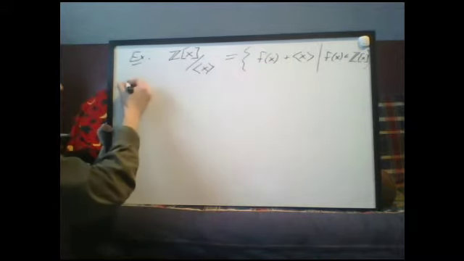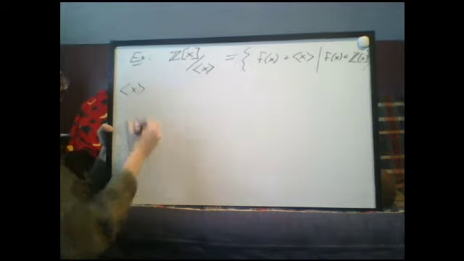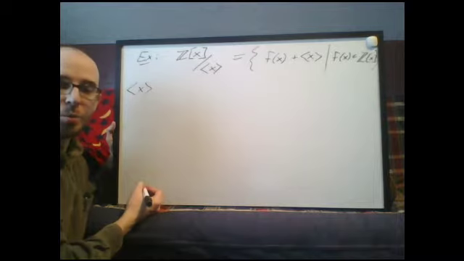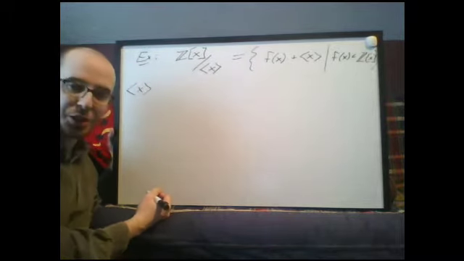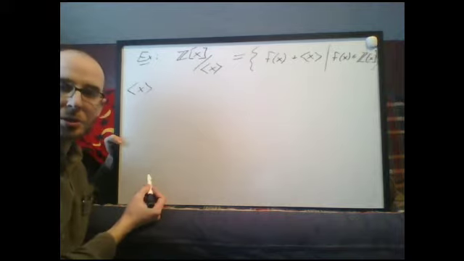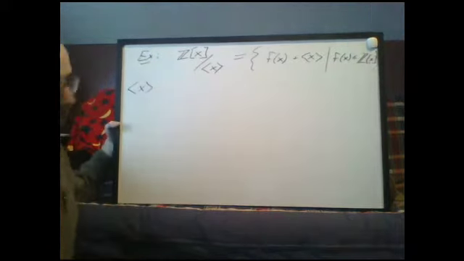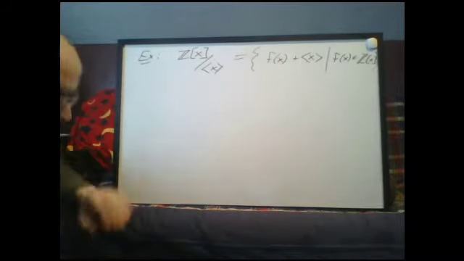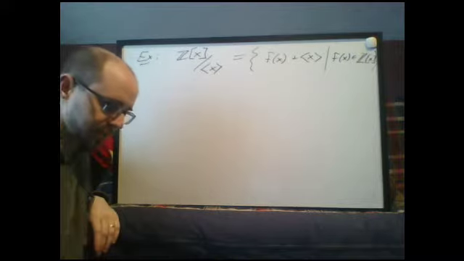Okay, so remember what the ideal generated by x is. It's the set of polynomials with no constant term, with a zero constant term. So let me just write a couple examples and let's add and multiply stuff.